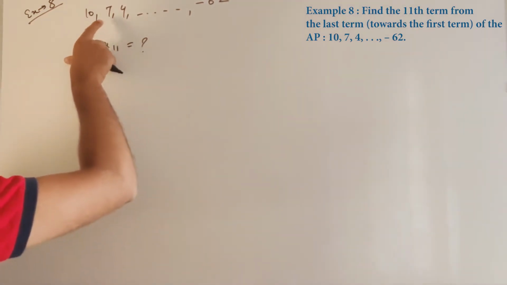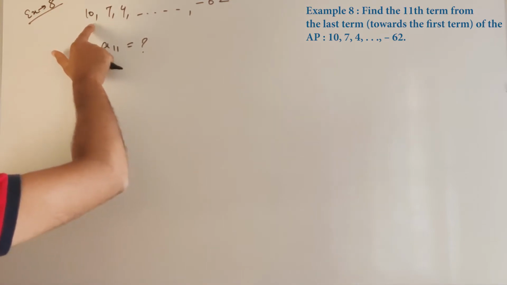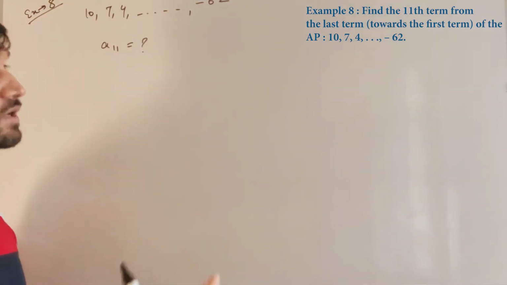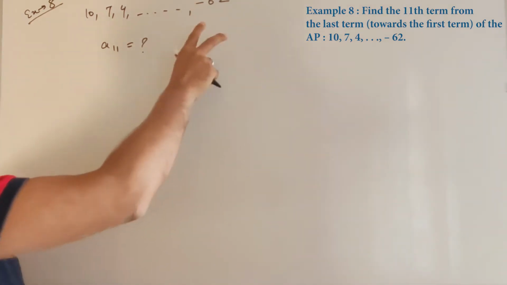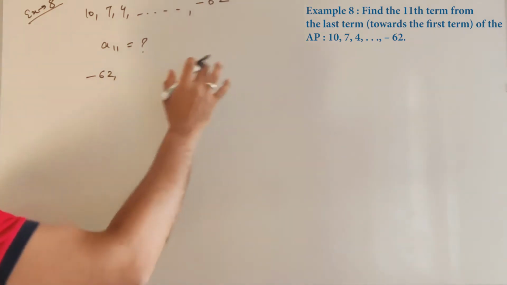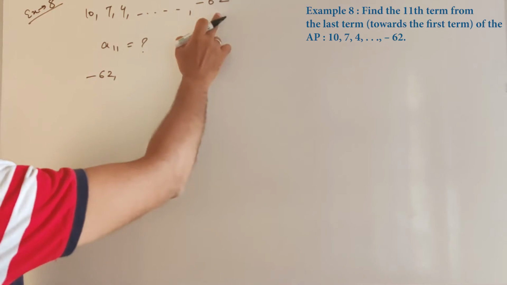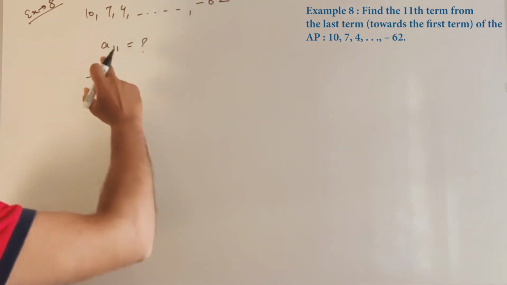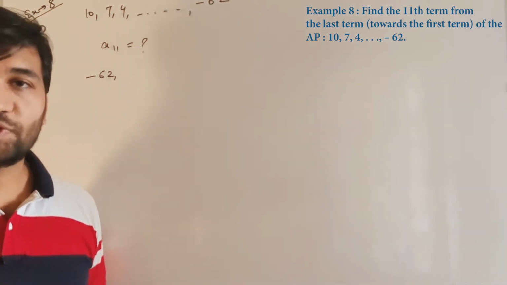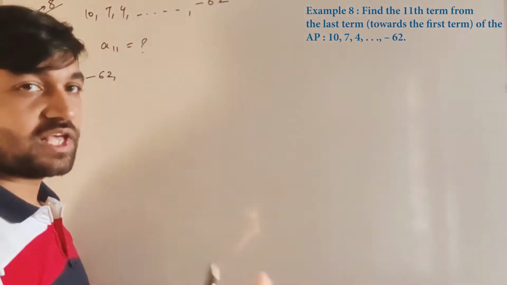Now observe here, if the sequence was the original sequence, the common difference is 7 minus 10, or 4 minus 7, which gives you minus 3 as the common difference. Now when you're writing the AP in the reverse direction, starting from minus 62, originally common difference was minus 3. But if you're writing the AP in the opposite direction, minus 3 becomes opposite sign. So minus 3 becomes plus 3. So common difference, we take the value plus 3.